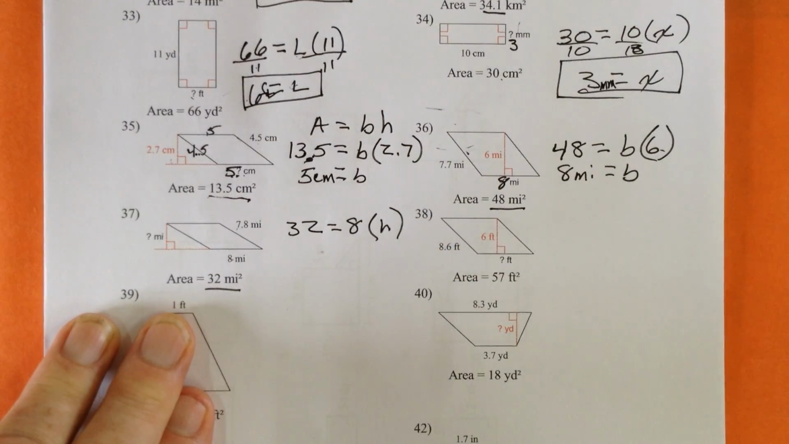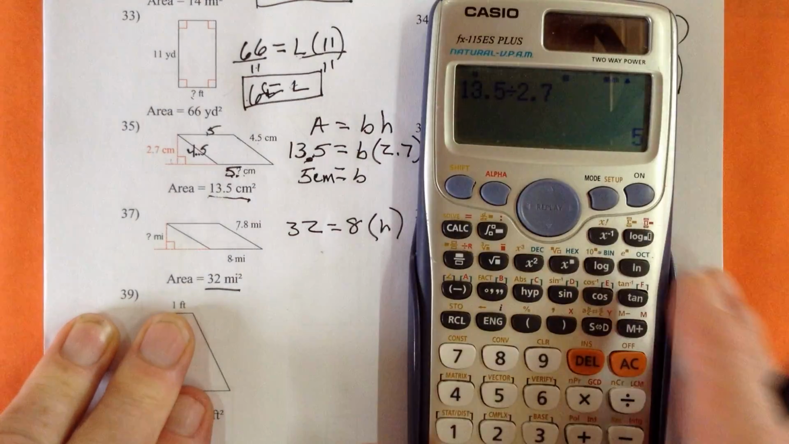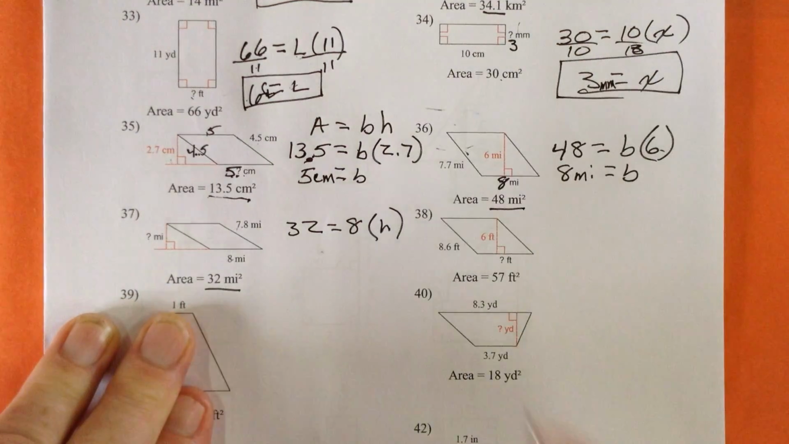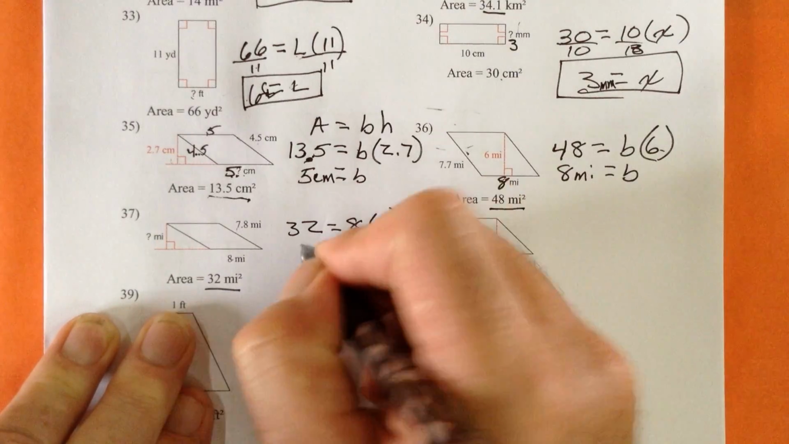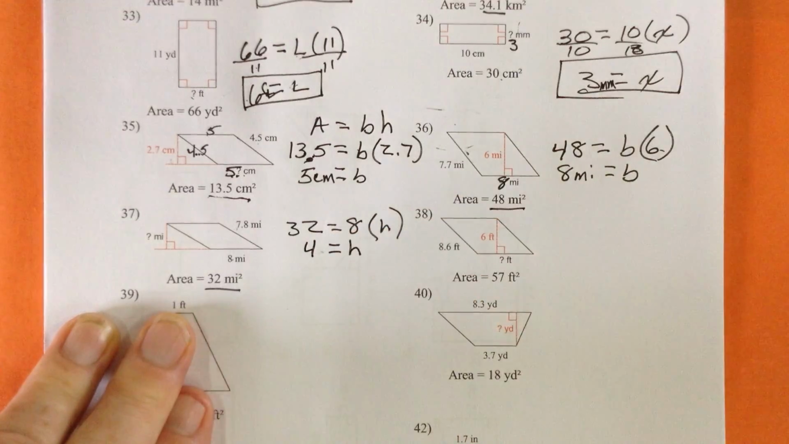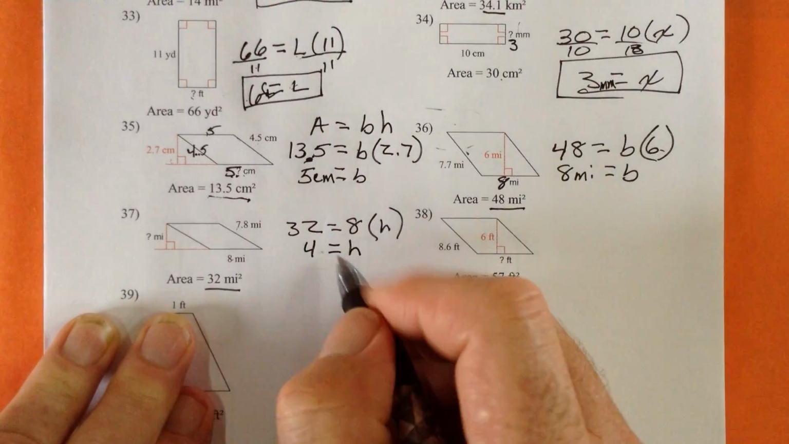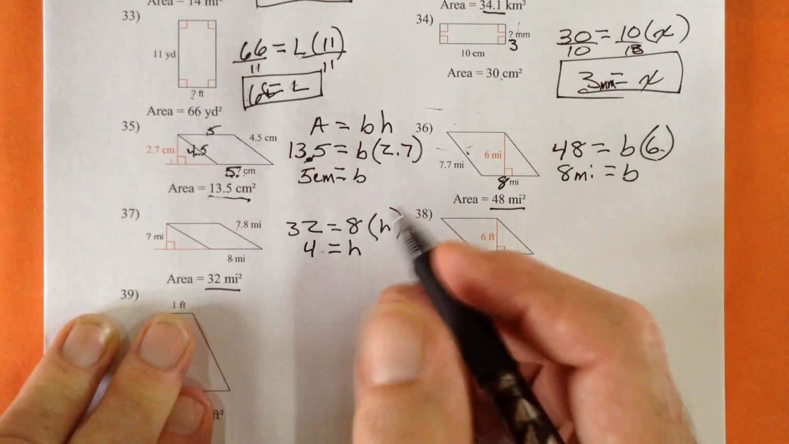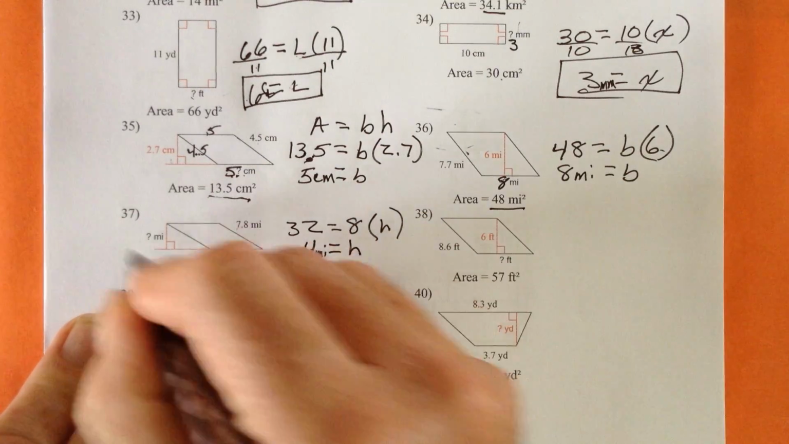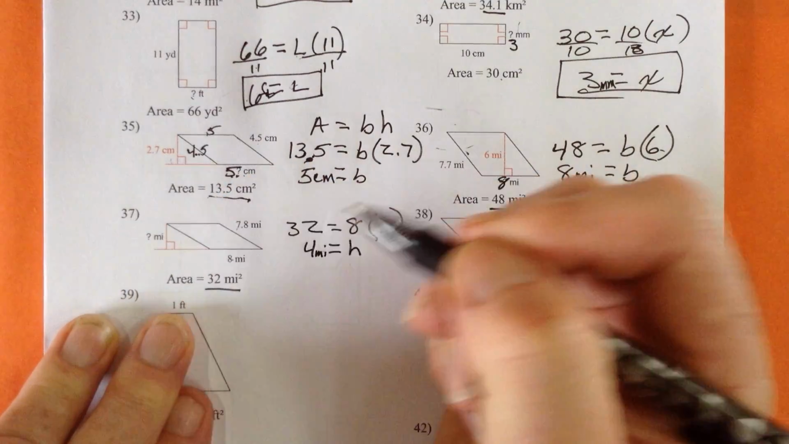That would be 6. Let's see here. Let's see, 32 divided by 8 equals 4. I would have been wrong. So this would be 4 equals the height, because 8 times 4 is 32. Okay, so that would be in miles. So the height would be 4.